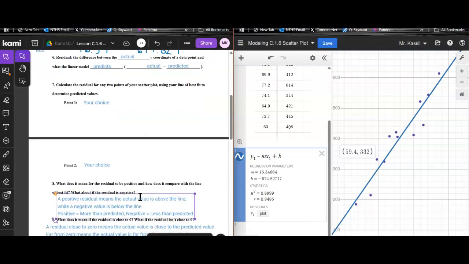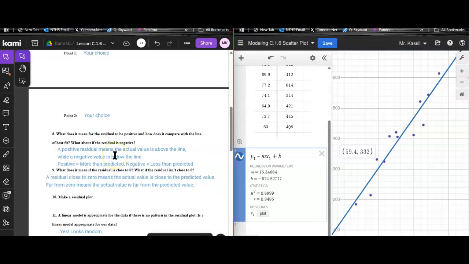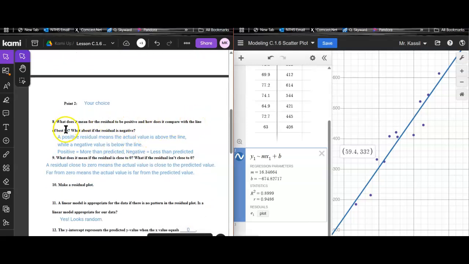So, what does it mean for the residual to be positive, and how does it compare with the line of best fit? A positive residual means the actual value is above the line. That's what this example here showed. 332 is more than that value that was on our line. So a positive value means when we subtract, the actual value was larger than our prediction. If it was negative, it would mean it's below our line of best fit. So our actual value is less than our line of best fit.